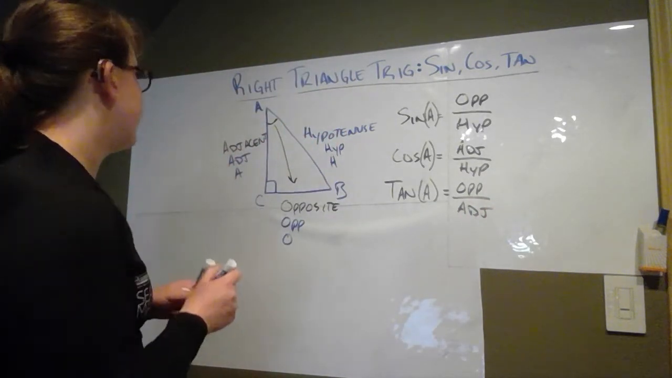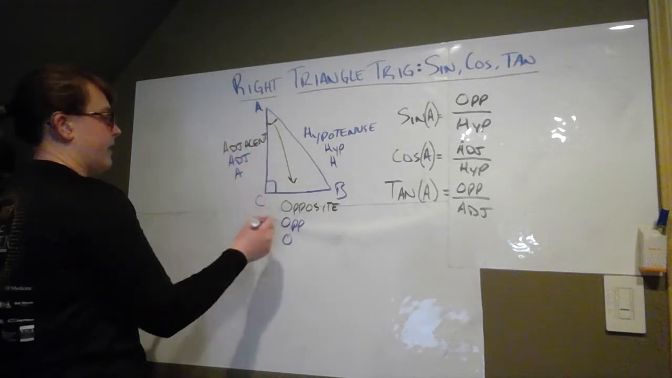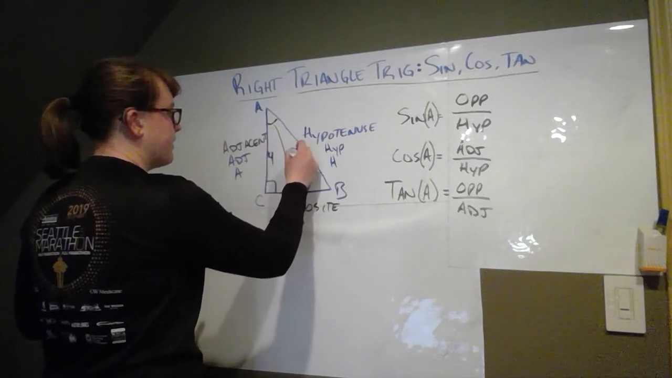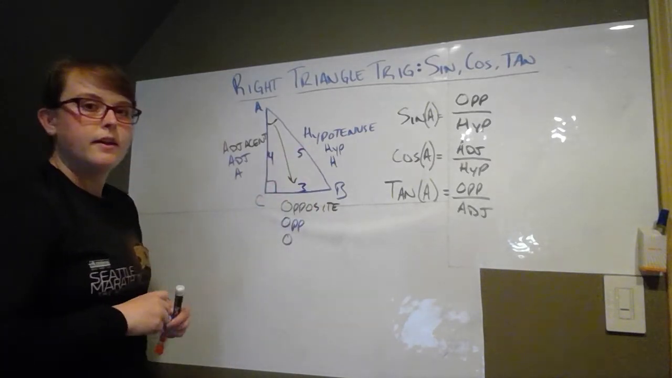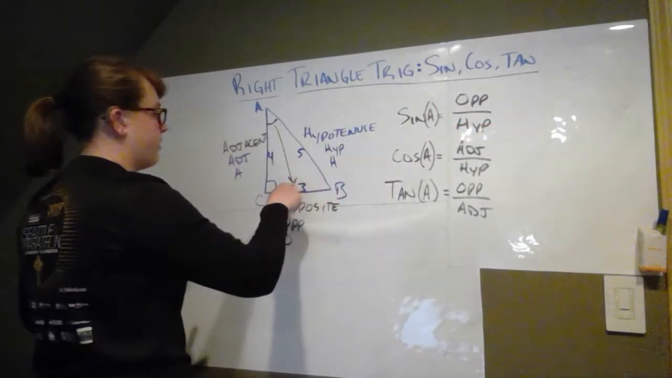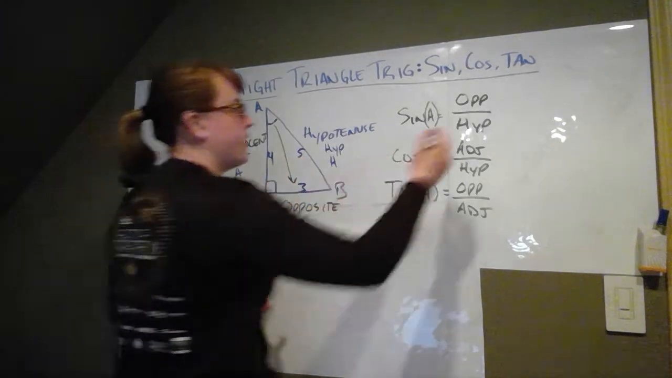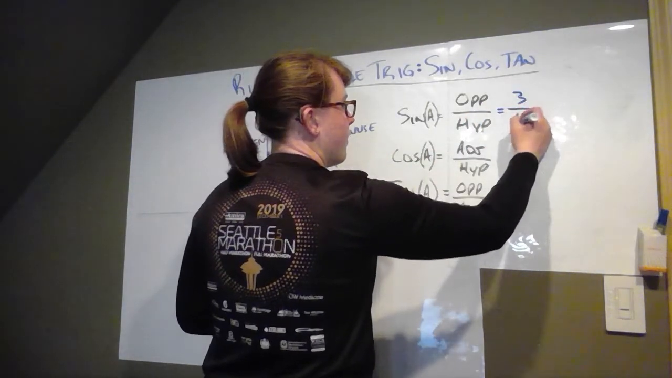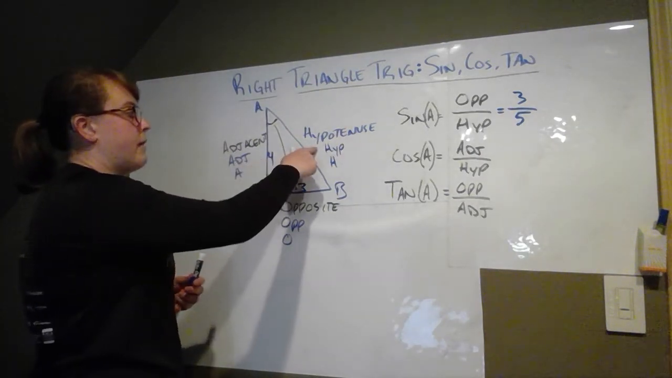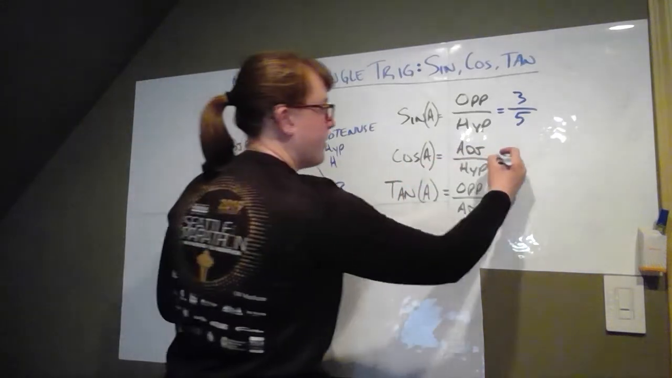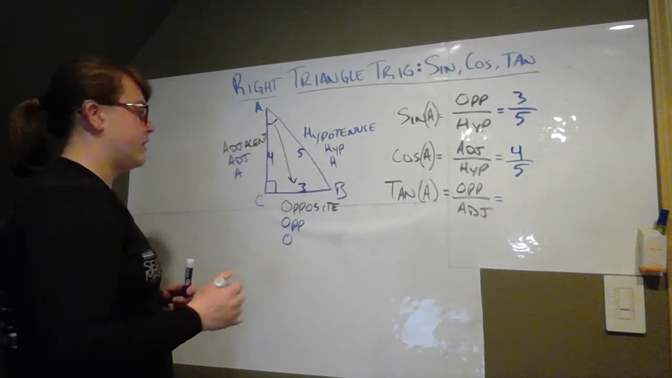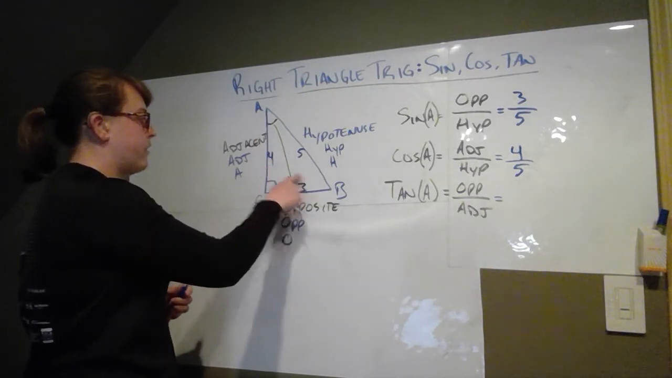So for a moment, let's say that this side length is 3, this side length is 4, and this side length is 5. So the sine of angle A would be the opposite length over the hypotenuse. So 3 over 5. The cosine of A would be the adjacent side length over the hypotenuse, so 4 over 5. And then the tangent ratio would be the opposite over the adjacent, so 3 over 4.